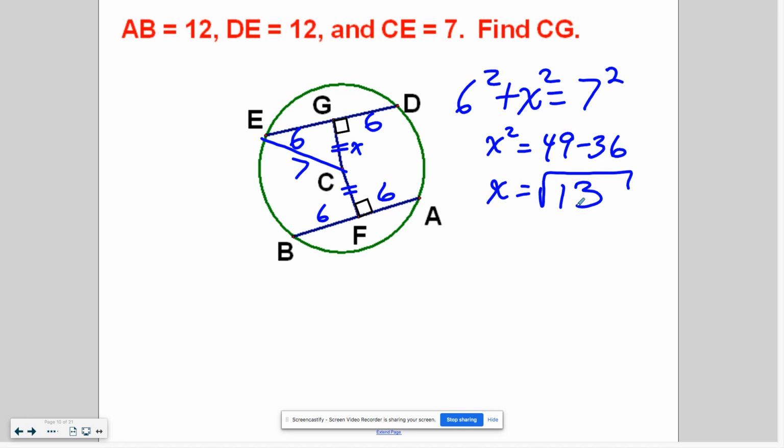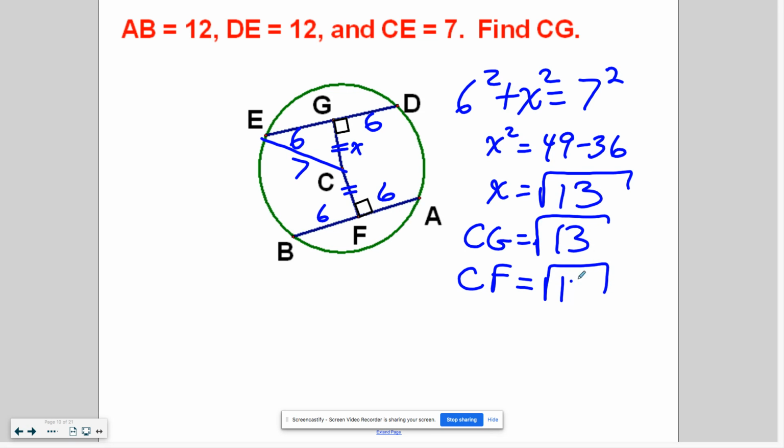Square root of 13 is what that is. If they were to ask you, now this of course is CG. So if they were to ask you what CF was, you wouldn't have to go through the whole Pythagorean theorem and stuff again. You would just know it's the same because those chords are the same distance away from the center. But part of this is just getting you used to looking at the radius of the circle and being able to draw that in wherever you want.